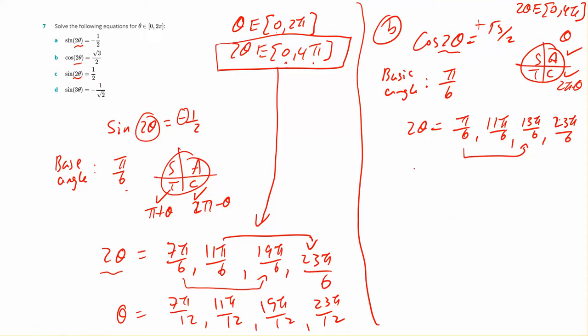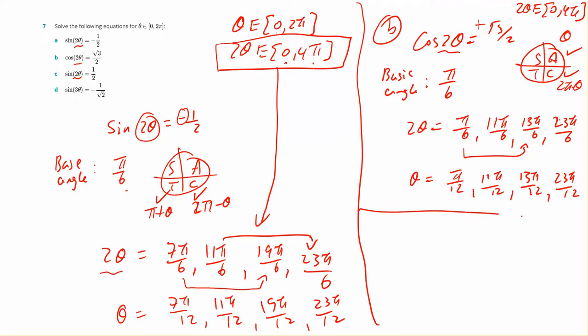So we're just solving for theta now. Divide both sides by 2. So pi on 12, 11 pi on 12, 13 pi on 12, and 23 pi on 12. Okay. Now, finally, for C, you go for the same process. Sine of 2 theta equals positive half.